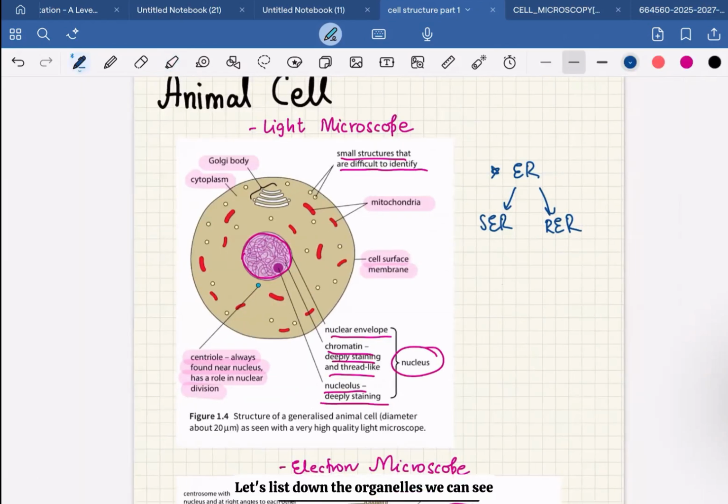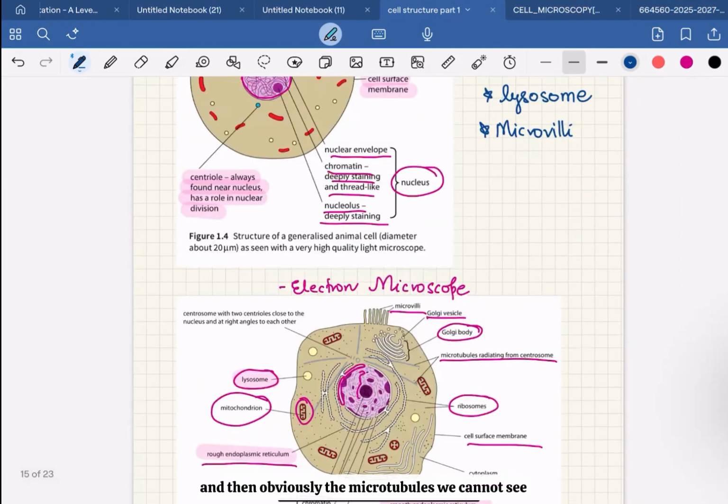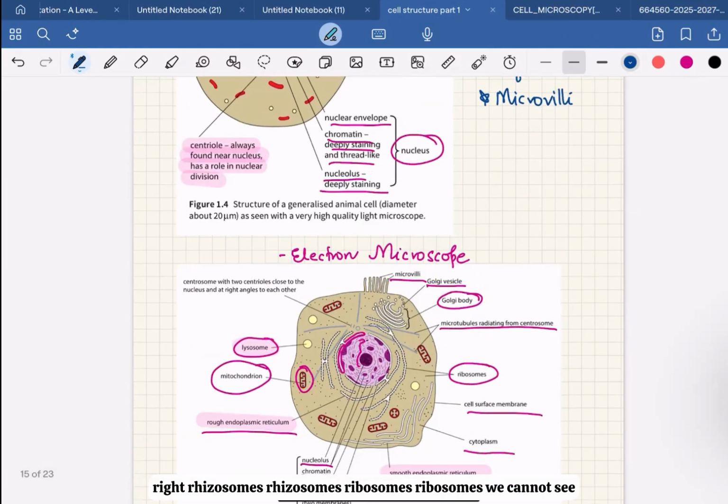Let's list down the organelles we can see in the electron microscope but cannot see in the light microscope. So lysosomes, we cannot see the lysosomes. Obviously the microvilli, very good Zoha, you are right, we cannot see the microvilli in the light microscope. And then obviously the microtubules we cannot see, and we can see the mitochondria in more detail, right?